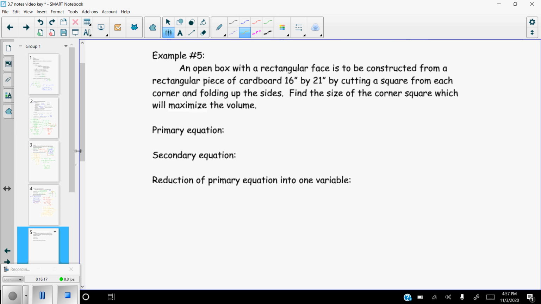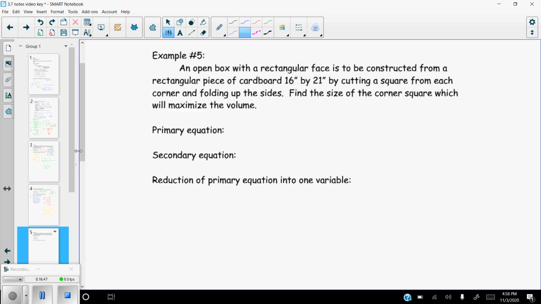Okay, we've got an open box with a rectangular face that's to be constructed from a rectangular piece of cardboard 16 inches by 21 inches by cutting a square from each corner and folding up the sides. Find the size of the corner square which will maximize the volume. A lot going on there. So we have an open box. Think of it as like a tissue box, but without the top.